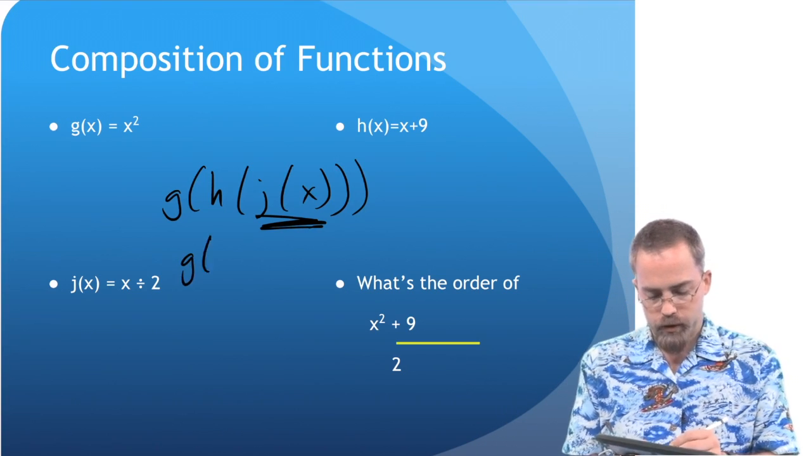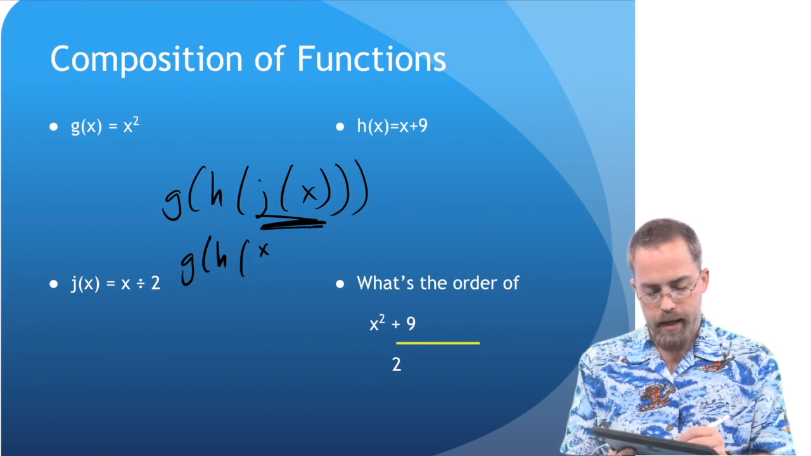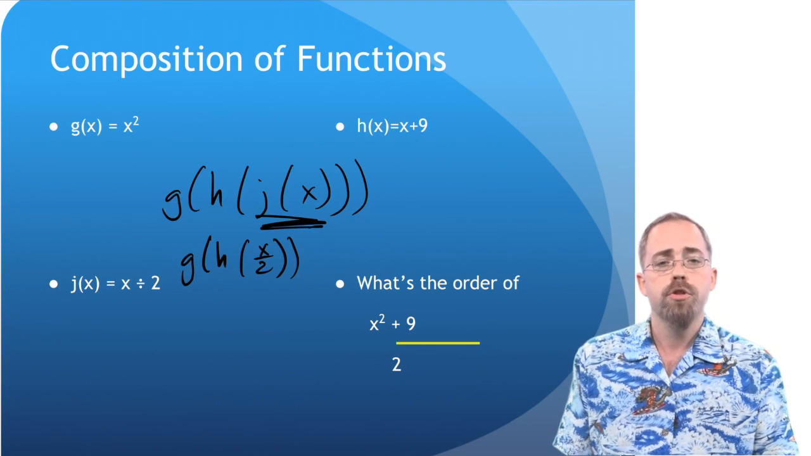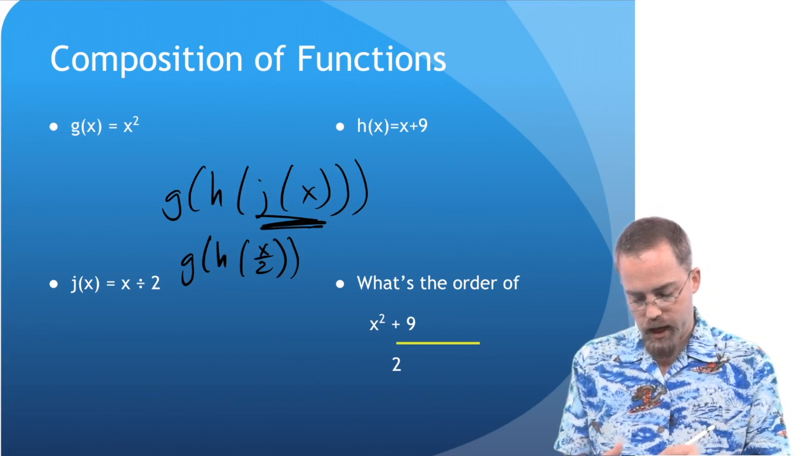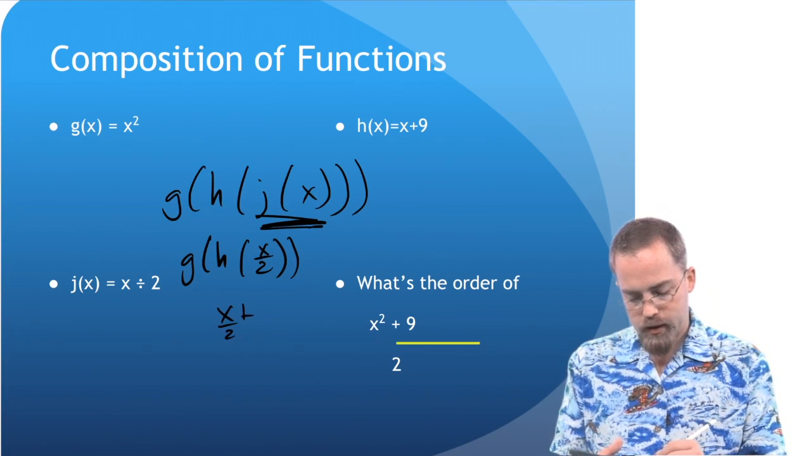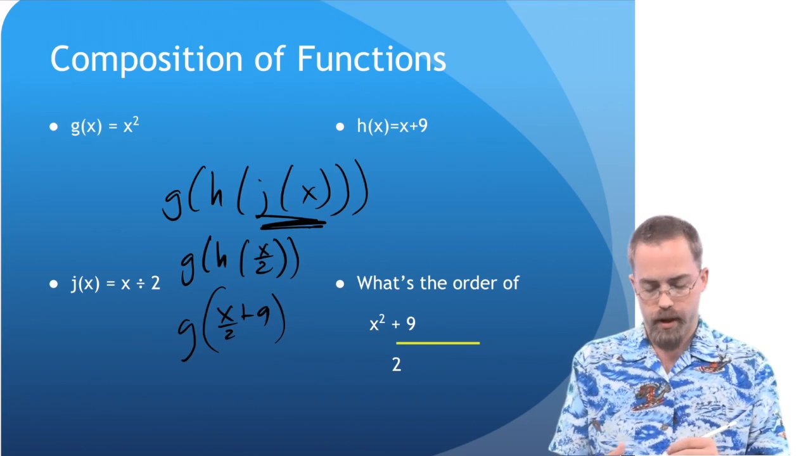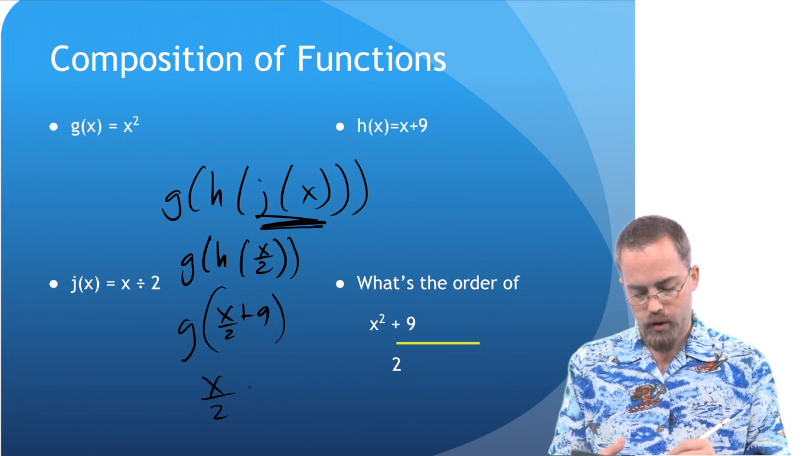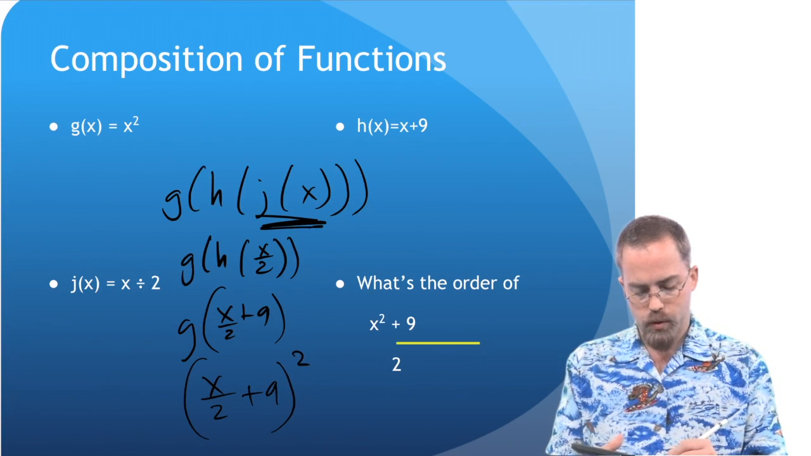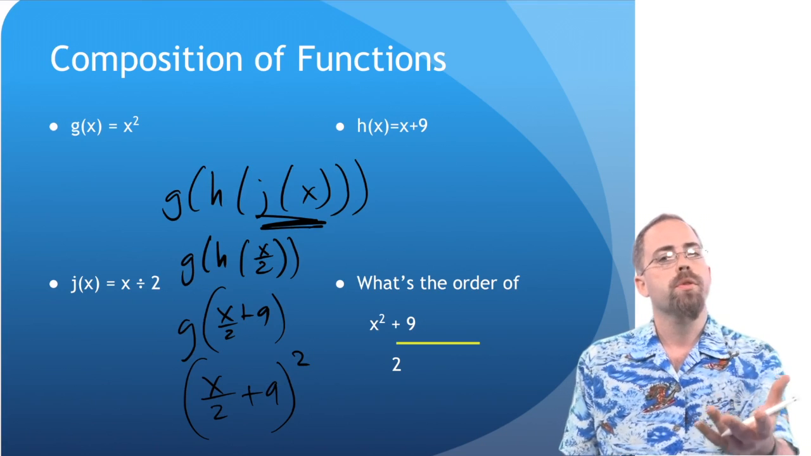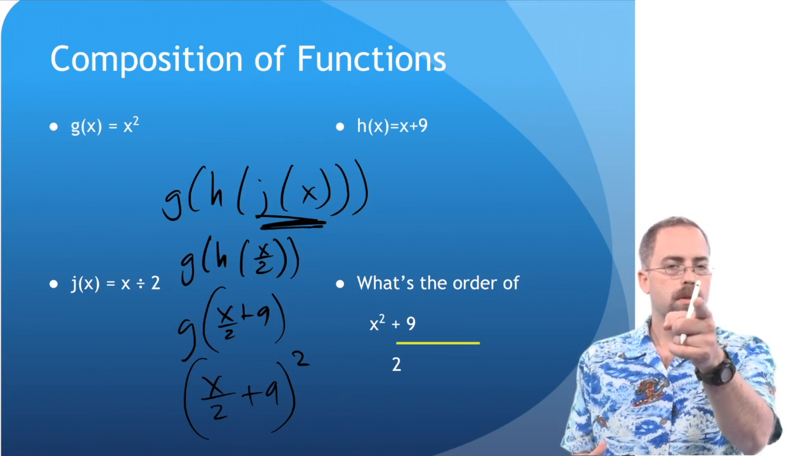So if I just keep going, just to pursue this bad example, then we have divided by 2 first, and then we add a 9 to that, and then we square that, and we get x over 2 plus 9 quantity squared, which is not what we wanted at all. What's the right answer? Put that in your notes.